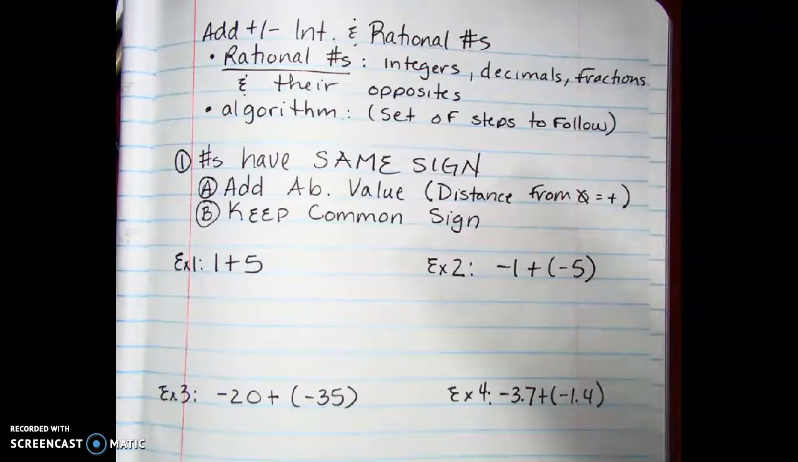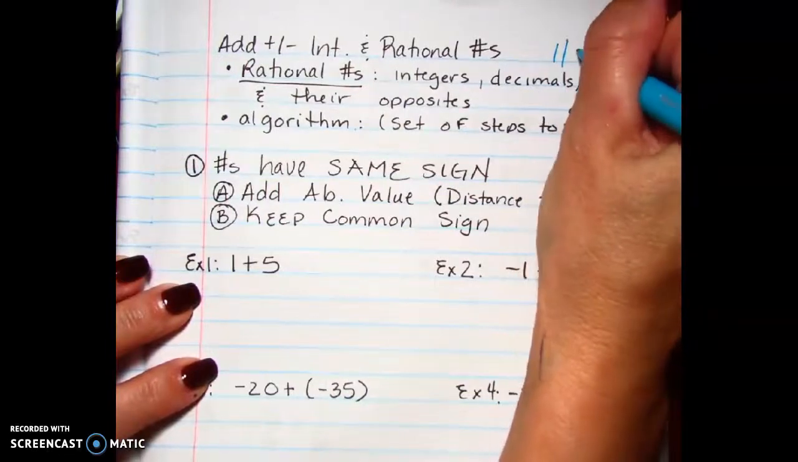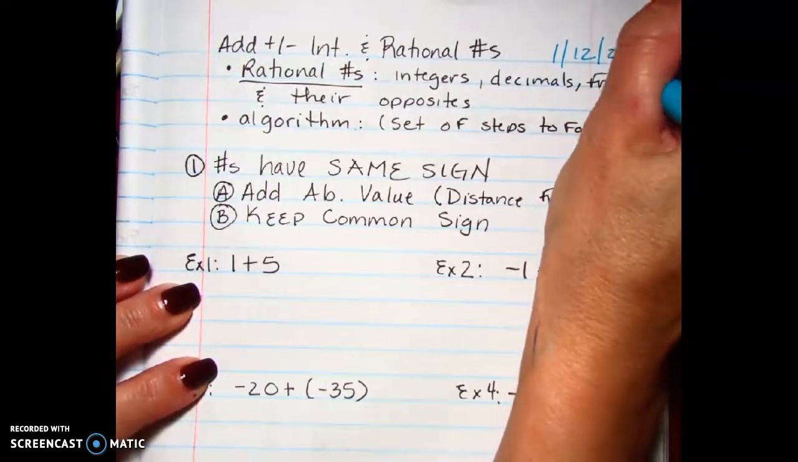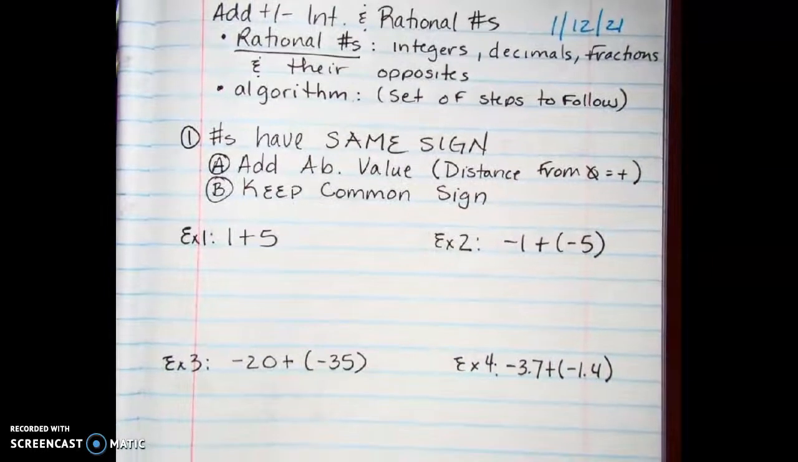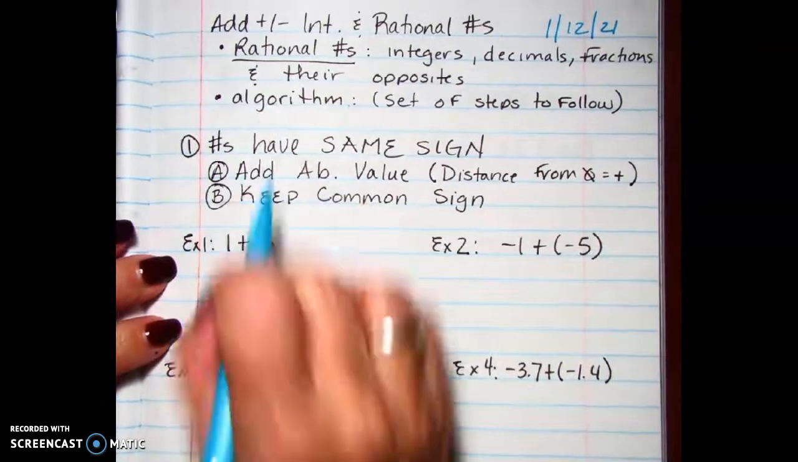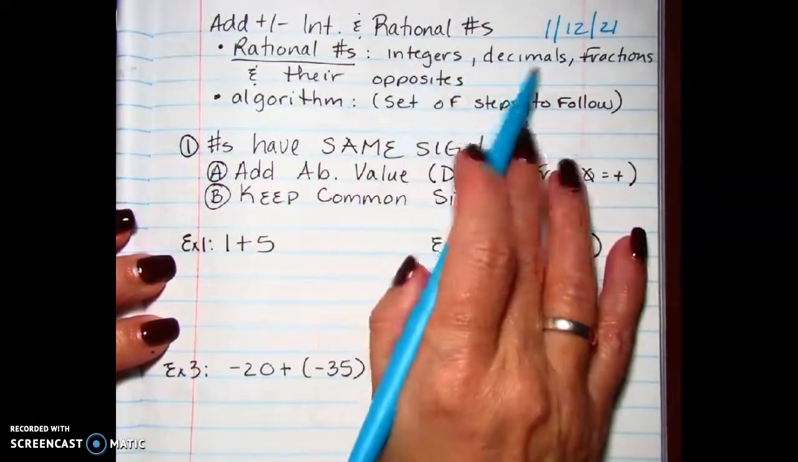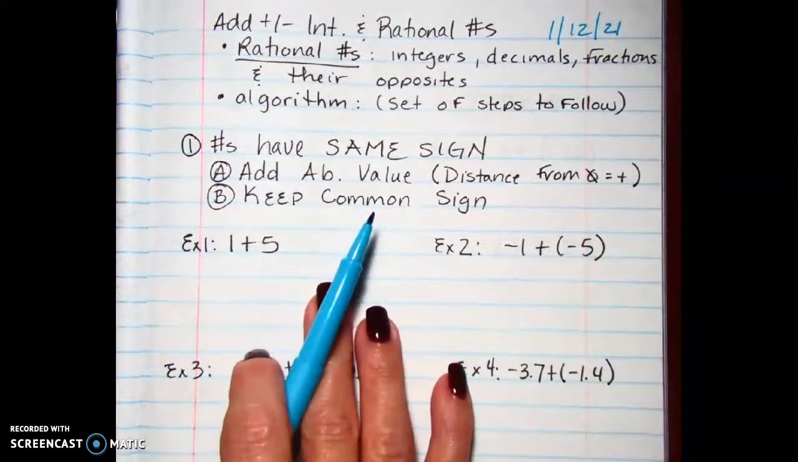So yesterday we worked on adding positive and negative numbers, well actually integers, using models. Today we are going to be using the algorithm. You can still use the model, however it makes it really different when we're using rational numbers. Why? Well, because rational numbers are integers, decimals, fractions, and their opposites.